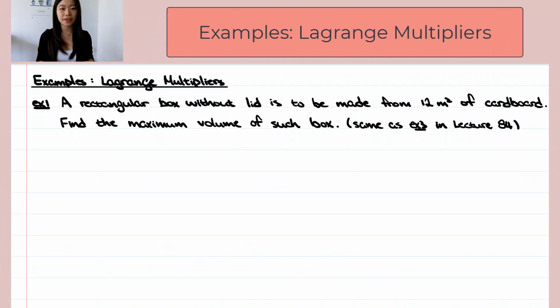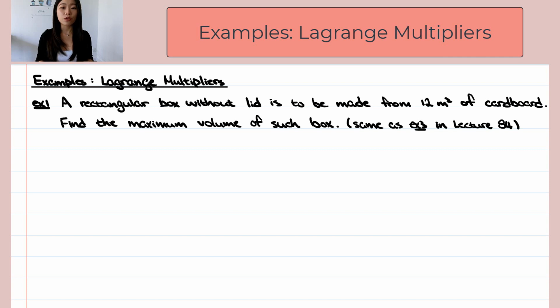Here's the first example. This problem is the same problem as example 3 in lecture 84. That is, we want to maximize the volume of a rectangular box without the lid, given that the box is made from 12 meters squared of cardboard. Remember that in lecture 84, we solved this problem by writing the height of the box, z, as a function of x and y. Then we substituted z back into the volume function, so the volume function became a function of 2 variables only. Then we found the critical points of the function and substituted them back into the volume function. But in this lecture, we are going to use the method of Lagrange multipliers.